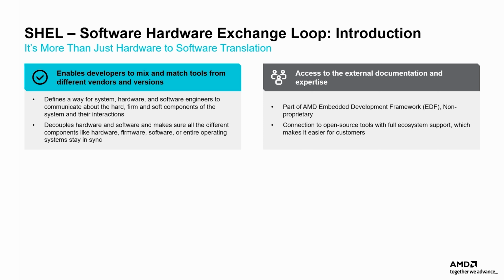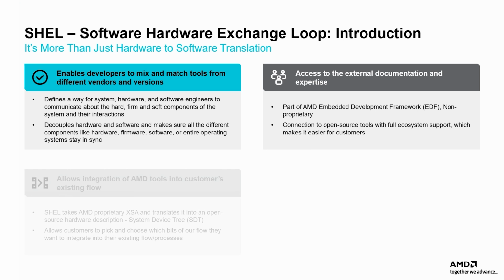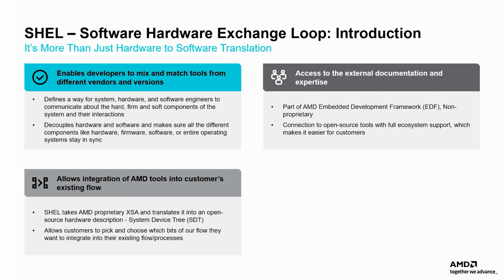SHELL enables Yocto Project, Xen, Zephyr, and OpenAMP, which are all open source tools that have many consultants, contractors, and documentation sources outside of what AMD provides. SHELL also allows users to integrate AMD tools into their existing process. SHELL takes the AMD proprietary XSA and translates it into open source hardware description, which allows customers to pick and choose which bits of our flow they want to integrate into their existing flow or processes.